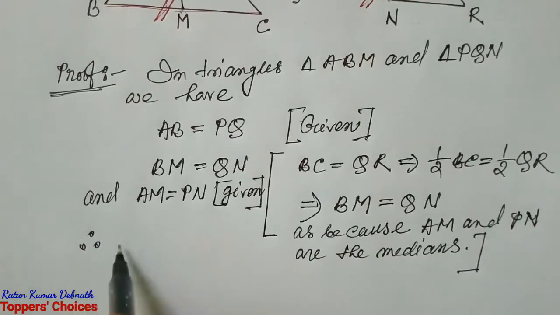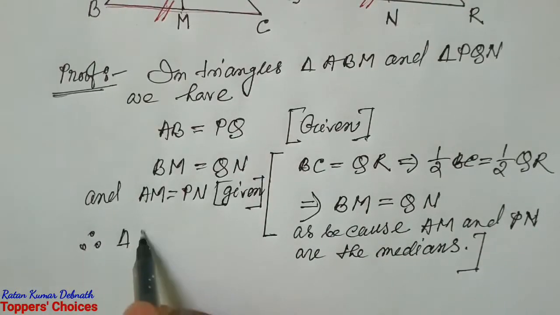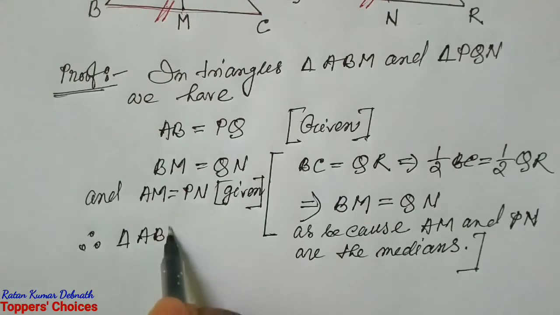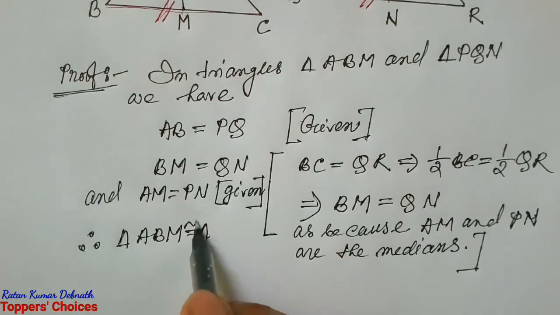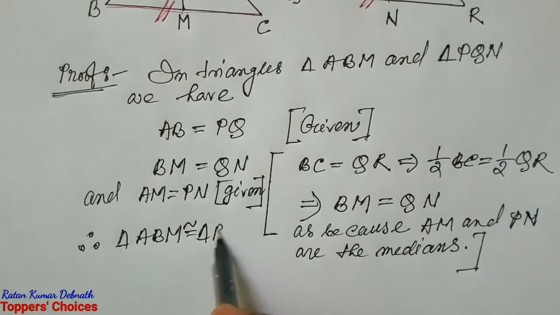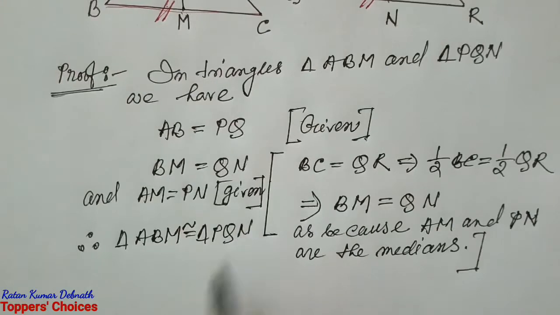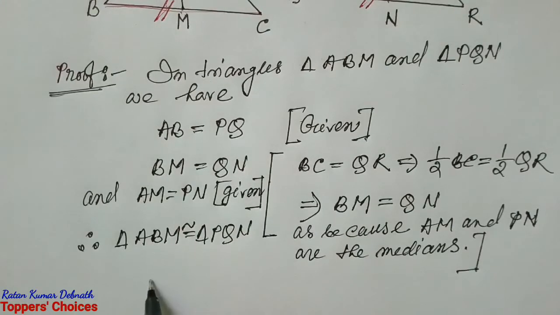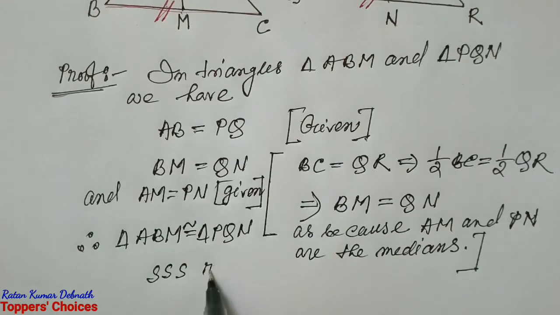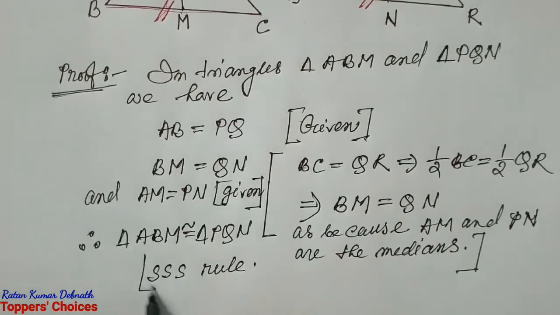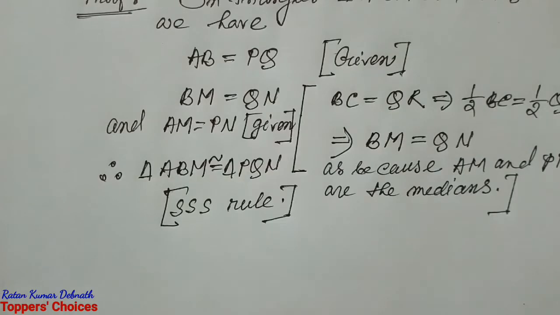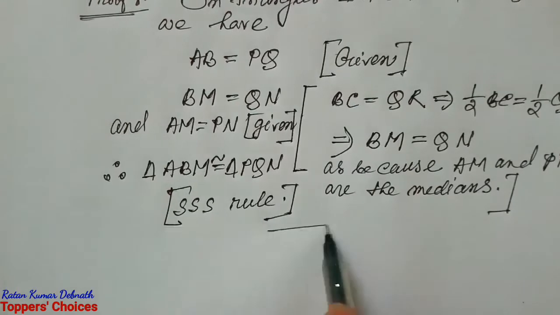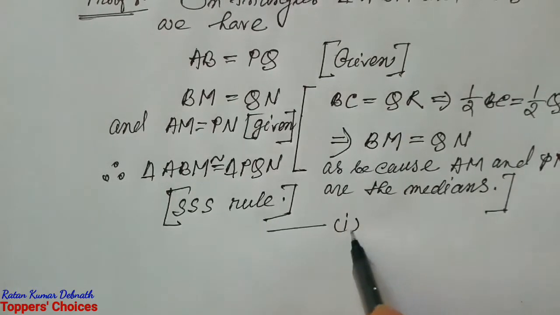Therefore, triangle ABM is congruent to triangle PQN by SSS congruence rule. So in this way we can prove the first part of this question.